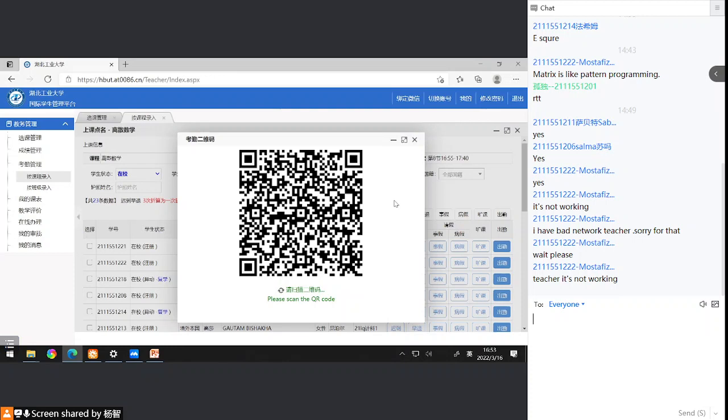You have another go. Done. All of you have done the QR code? Done. Okay, I close the window. Teacher, it's not working for me.